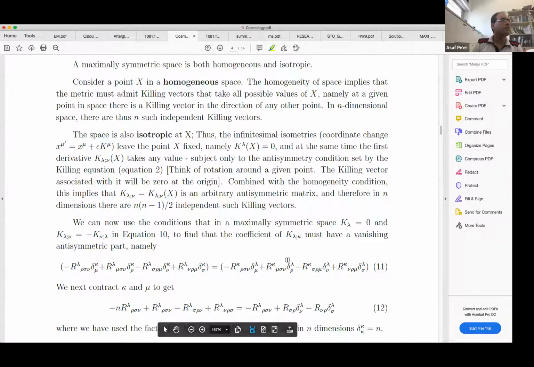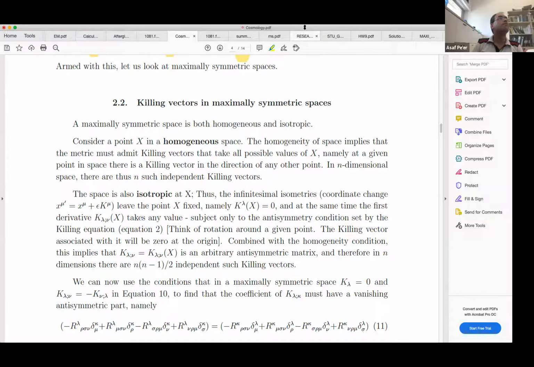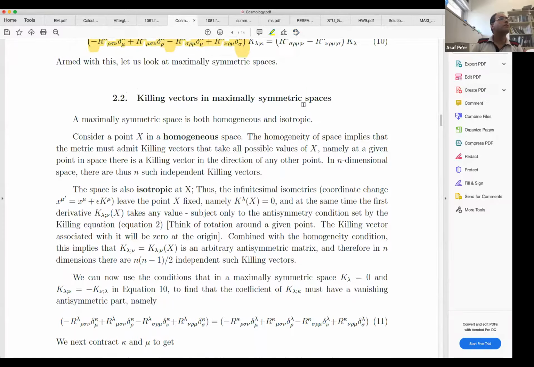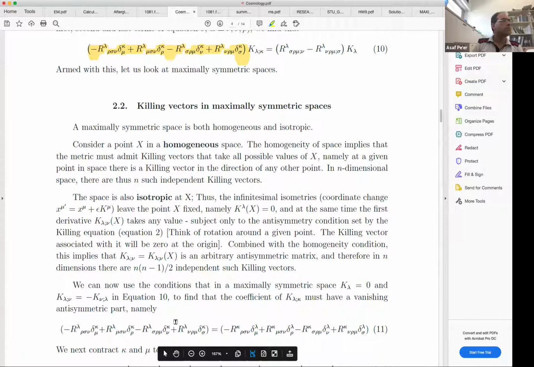See it? This is in fact exactly what is written here. Get lost. Disturbing my screen. That's in fact exactly what's written here on the left-hand side. And on the right-hand side, it's exactly the same, but with kappa and lambda interchanged.